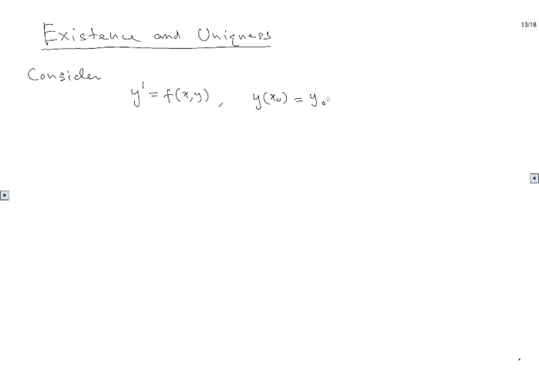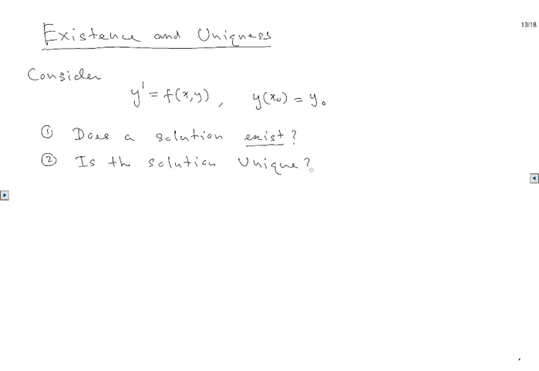Then we have these two questions. The first question is, does a solution exist? That's the first question, and this is what we call existence. And then if there is a solution, we go to the second question. What's the second question? Is the solution unique? So these two questions are also important.